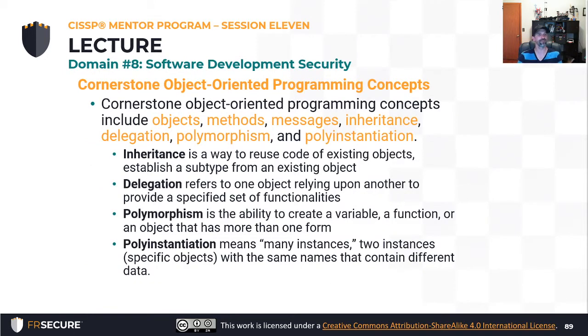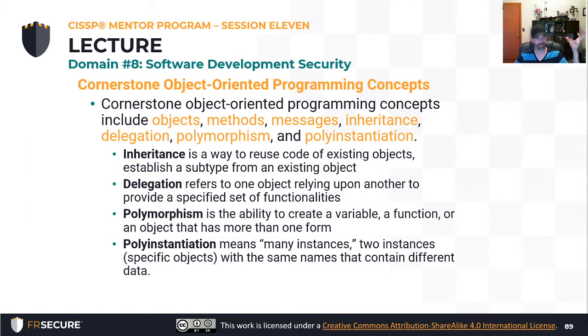Cornerstone object-oriented programming concepts include objects, methods, messages, inheritance, delegation, polymorphism, and, drum roll please, polyinstantiation. A lot of terms here. Not going to unpack all that, but memorize those.